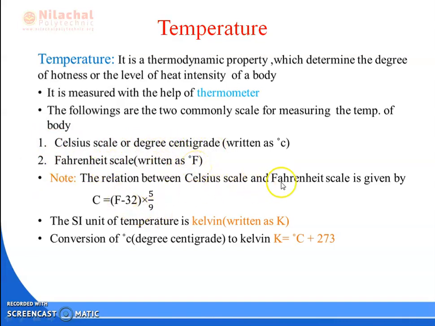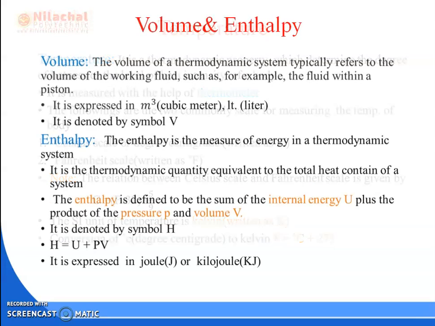The relationship between Celsius scale and Fahrenheit scale is given as Celsius is equal to Fahrenheit minus 32 into 5/9, that you have to remember. What is the SI unit? SI unit of temperature is Kelvin. Conversion of degree centigrade to Kelvin: Kelvin is equal to degree centigrade plus 270, that you have to remember for solving problems. Temperature is measured with the help of a thermometer. Medium temperature is also measured by thermometer, but high temperature is measured by a pyrometer, one device.